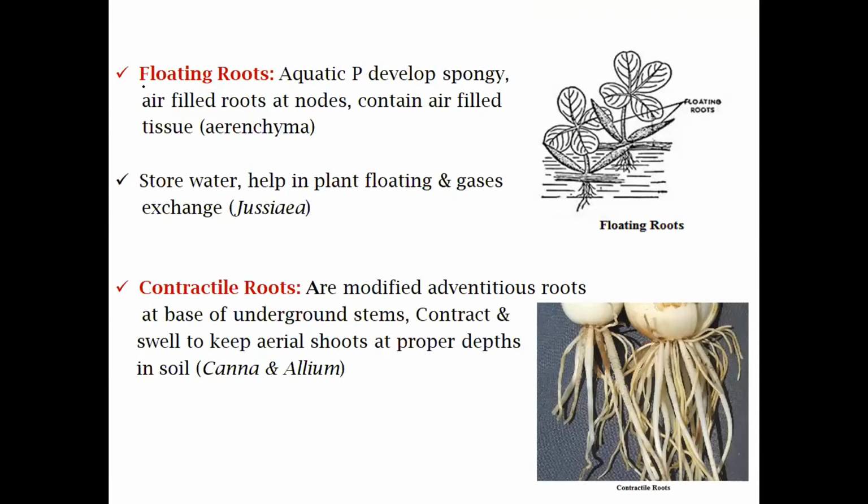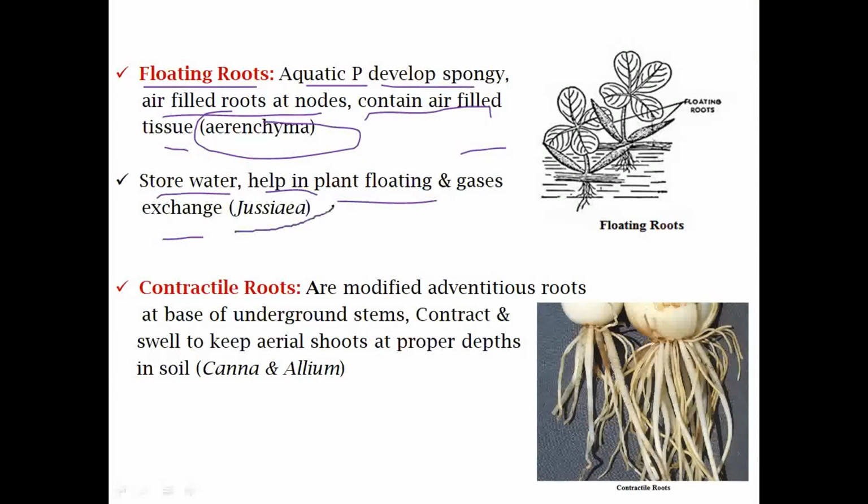Next one is the floating roots. These are found in aquatic plants. The aquatic plants develop spongy, air-filled roots at nodes. These contain air-filled tissues known as parenchyma. They store water and help in plant floating and gas exchange. It is found in Jussiaea.